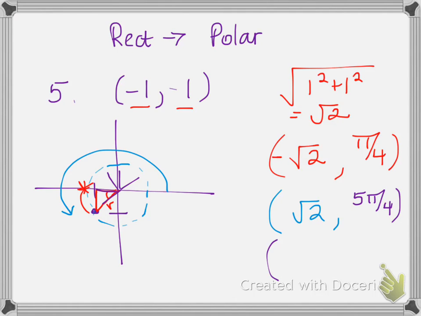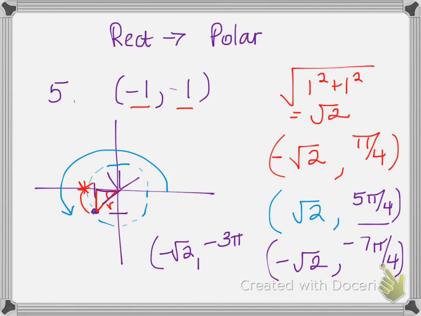You could do negative square root of 2 again, and instead of going down, you could go all the way around. I think it comes out to be negative 7 pi over 4. You could also do square root of 2 and then go backwards with the angle. Instead of positive 5 pi over 4, I think it would be negative 3 pi over 4. So in these answers, you're going to have to change it to one of them, but then you're going to have to probably write it 2 or 3 other ways.